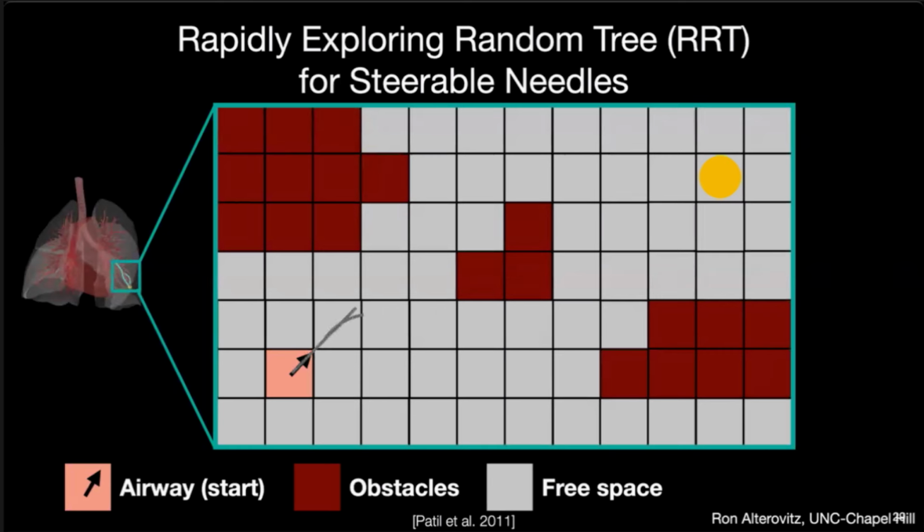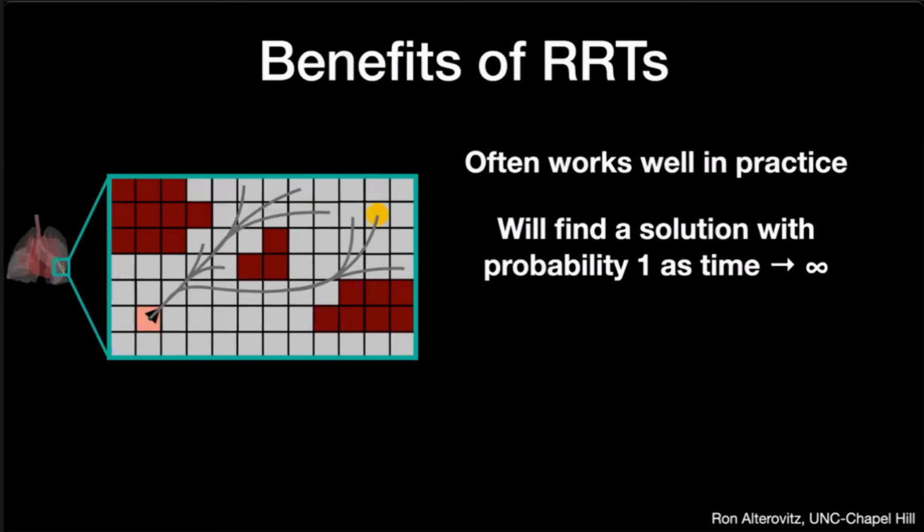So the RRT-based method starts to explore this space. If it runs into an obstacle, then it basically says it's not going to go further in that direction. This is all done computationally until we eventually find a solution that reaches the target. And these types of exploratory methods like RRTs, again, work very well in practice, and we can get plans in sub-second times, but they don't offer very many guarantees. In particular, it can only guarantee that it will eventually find a solution.